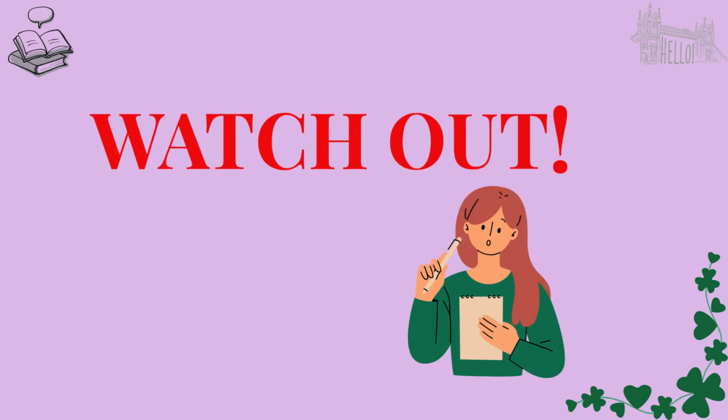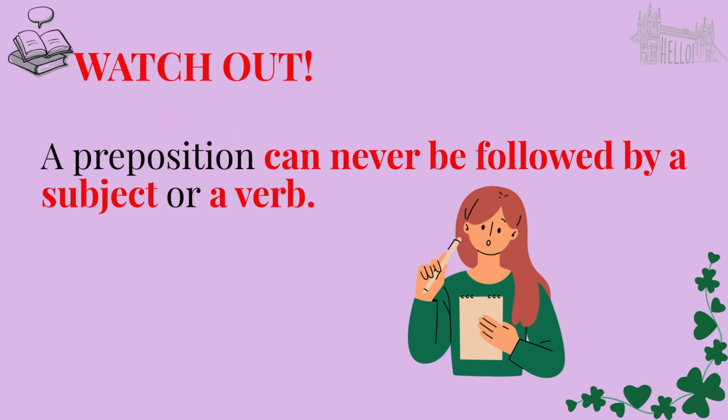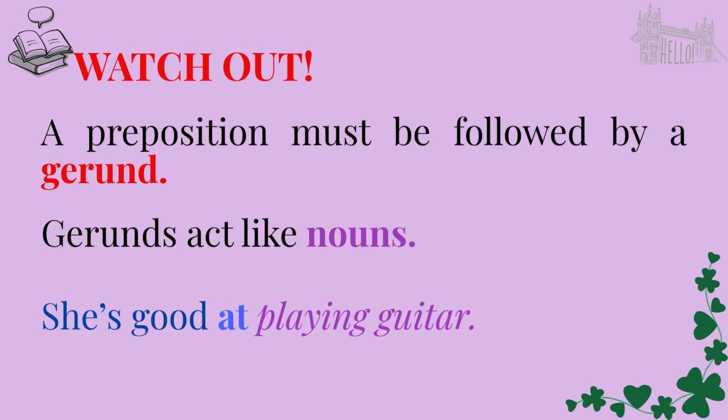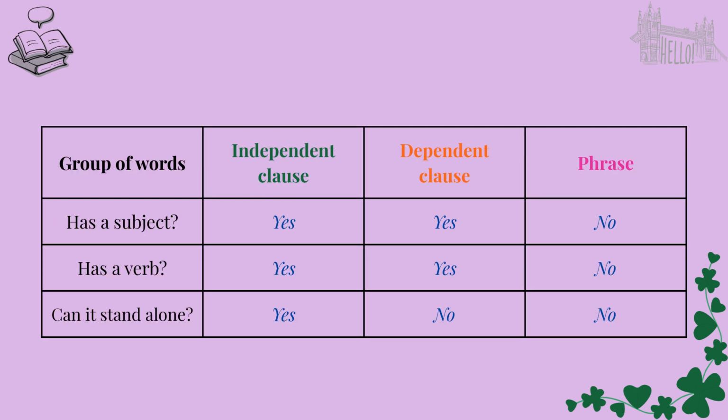Before we finish, there is a very important grammar rule you must remember about prepositions. A preposition can never be followed by a subject and a verb. Instead, it must be followed by one of two things. One, a noun phrase, for example, I'm interested in music. Music is the noun. Two, a gerund, because gerunds act like nouns. She's good at playing guitar. Playing is the noun.